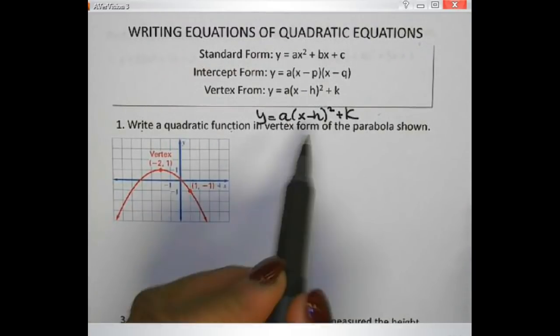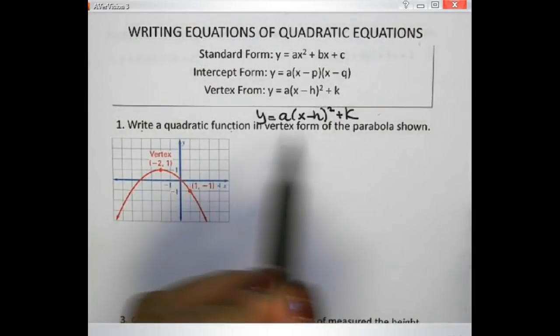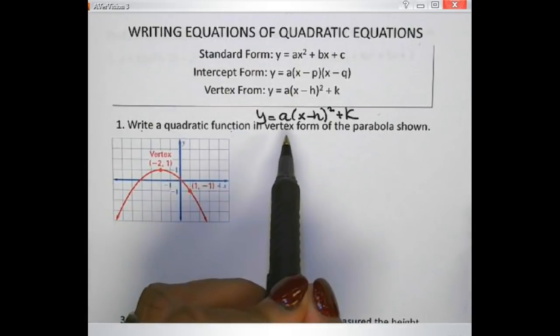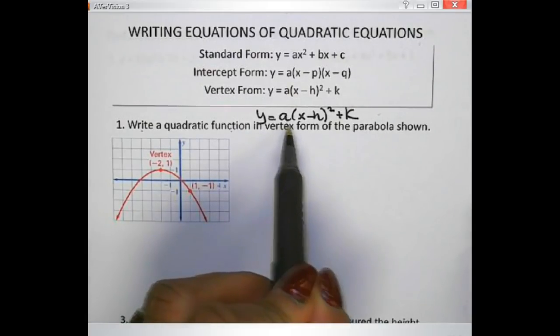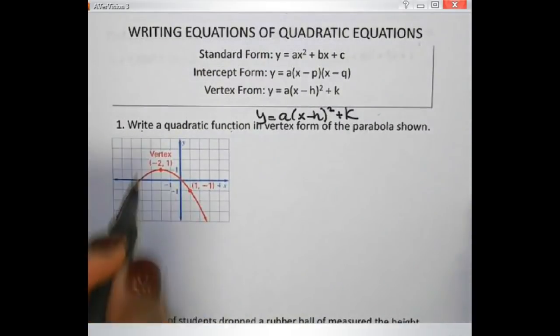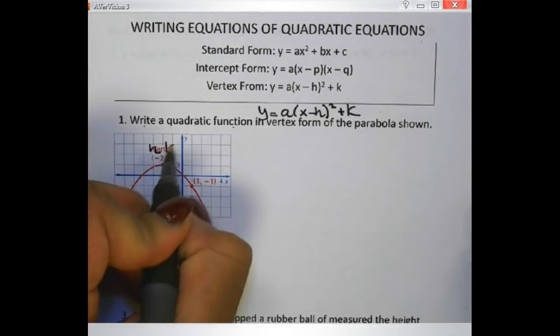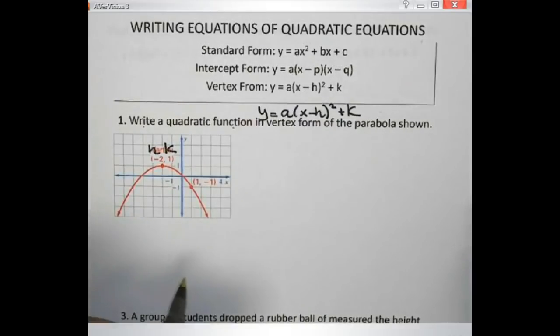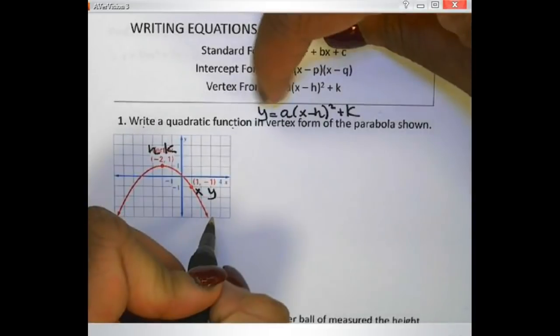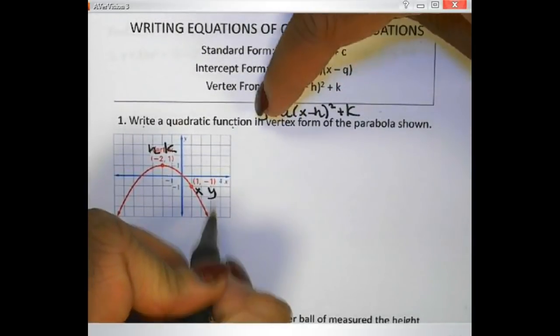I can plug everything that I have into this equation in order to find my equation, but the main thing I want you to know is that you need two things. You need your a and you need your h and k. The h and the k are given. That's my vertex, (h, k). Go ahead and label that. And then my point is (x, y). I'm now going to rewrite this whole equation, but I'm going to plug in everything I have.